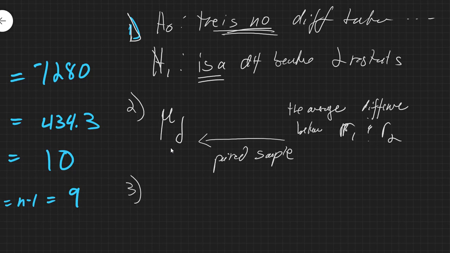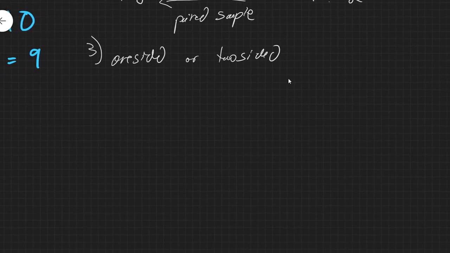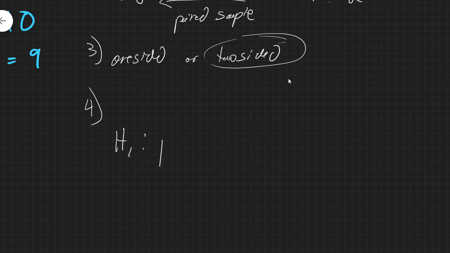3. What is 3? One-sided or two-sided? Well, we don't care that one is bigger than the other. We only care that they are different. So I don't care if it's greater or lower than. So this is a two-sided test. 4, hypothesis in mathematics. H sub 1 means that mu sub d, don't forget your sub d, is different, not the same as 0. Why 0?